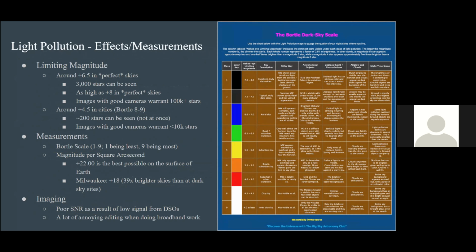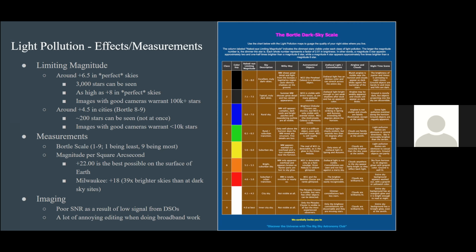So then there's also some measurements and effects of light pollution, of course. Obviously, a big effect of light pollution is the limiting magnitude, which is basically the least luminous star that the human eye can see in a specific area. So in perfect skies, it is around plus 6.5, which means you can see about 3,000 stars throughout the year. It doesn't seem like a lot, but trust me, it is a lot when you see a perfect night sky.